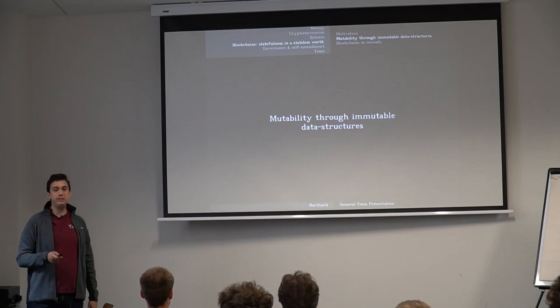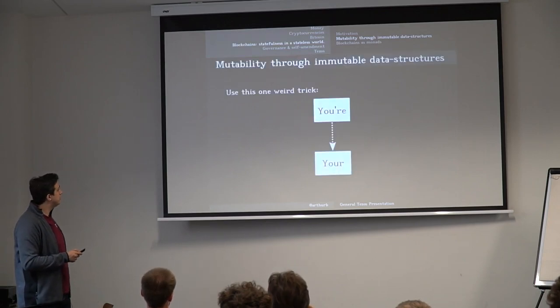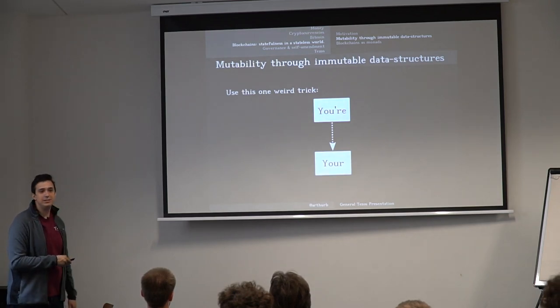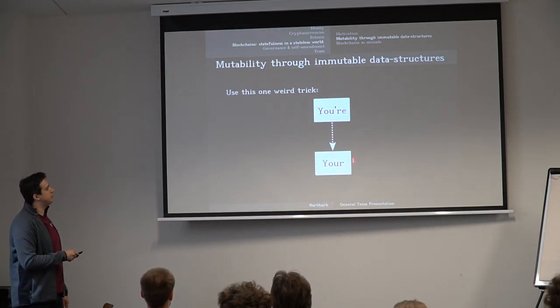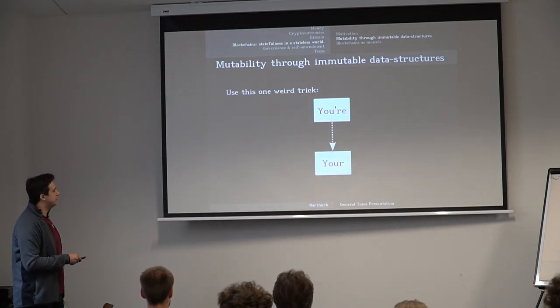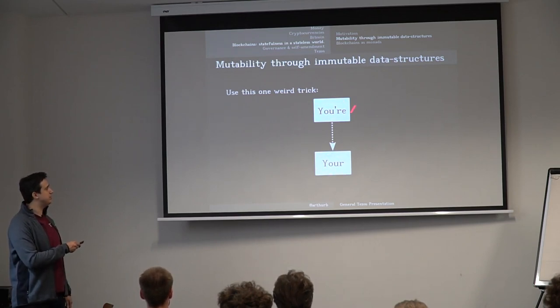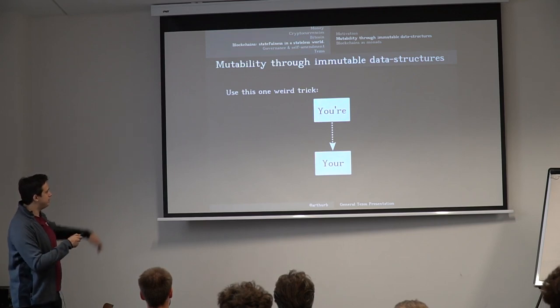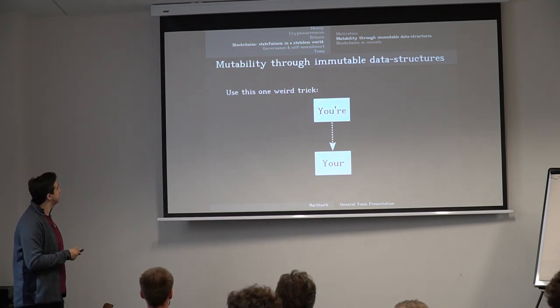So how do we get mutability through immutable data structures? There's a simple trick. Let's say we had the word "your", and we want to make a correction. Well, what we'll do is just point to it and say, okay, this is the old version, this is the new version. Voila, I've mutated it by just adding to it.